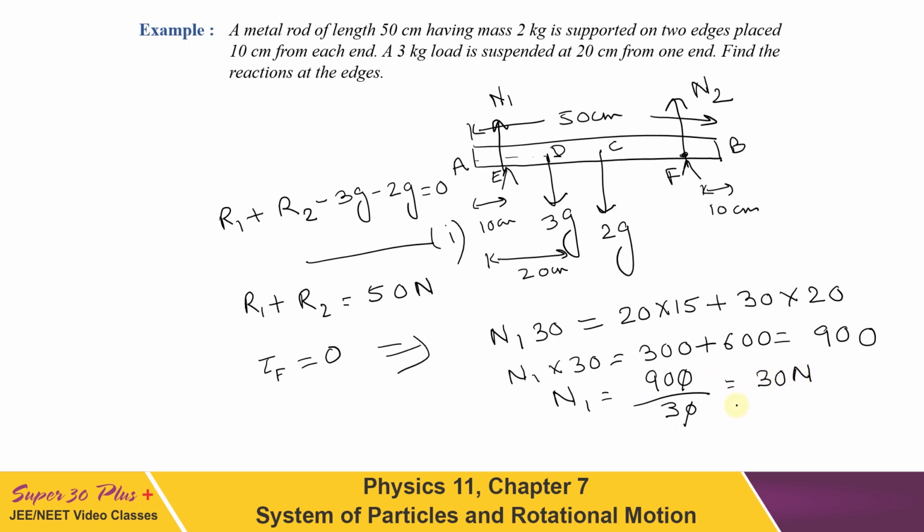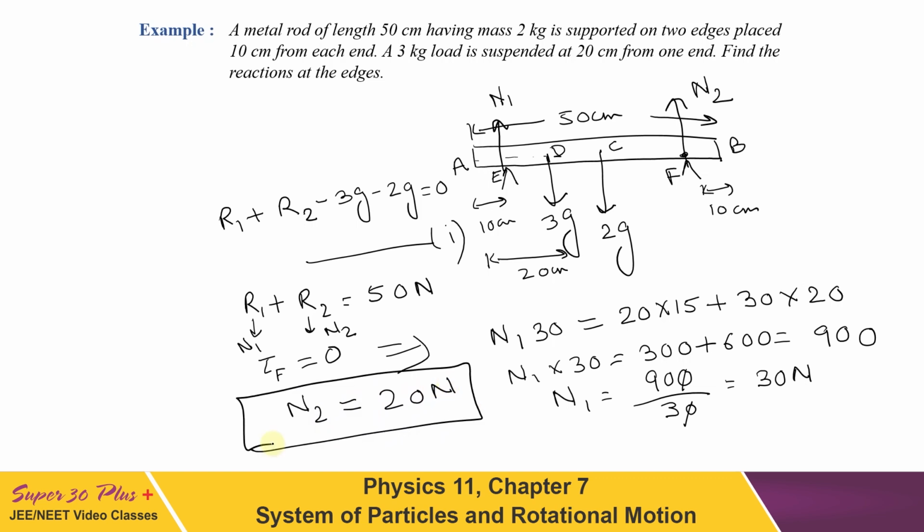So once we got value of N1, now with the help of this equation R1 plus R2 we can get value of N2 as well. This R1 and R2 are the same as N1 and N2. This is N1, this one is N2. So we can write N2 to be equal to, from here it will be 20 Newton, which are the reactions at the edges. One is 30 Newton and other is 20 Newton. With this, our today's session is complete.